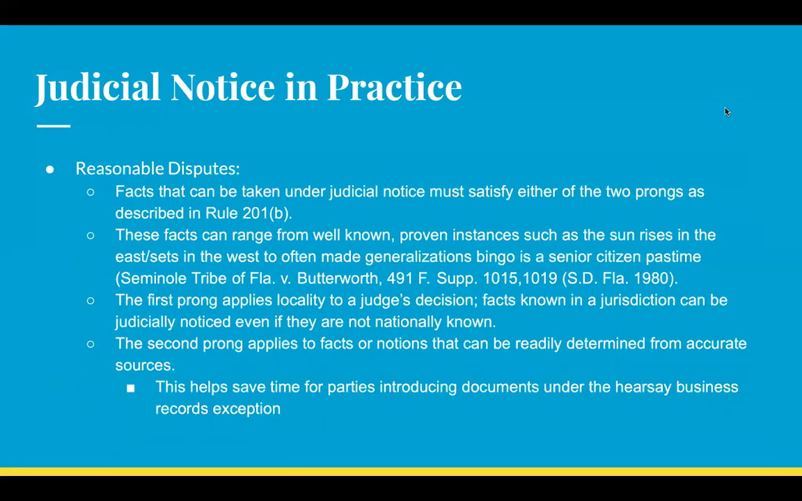The first prong applies locality to the judge's decision. Facts known in a jurisdiction can be judicially noticed, even if they are not nationally known. For example, a judge could most likely take notice of the fact that Tim Tebow is a local hero in this district. The second prong applies to facts or notions that can be readily determined from accurate sources.